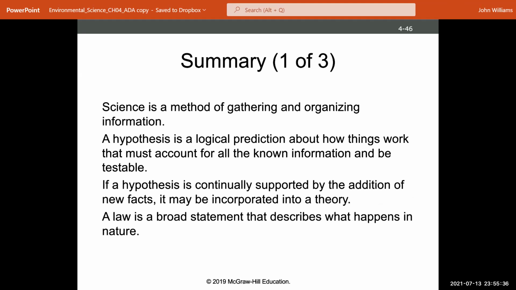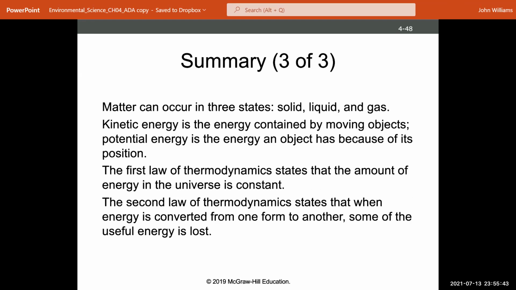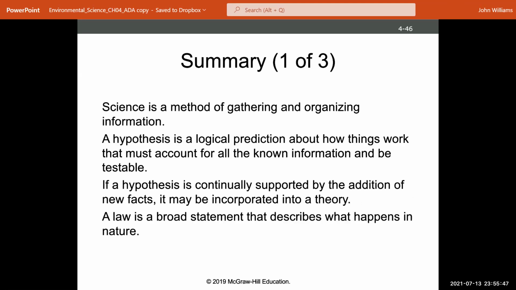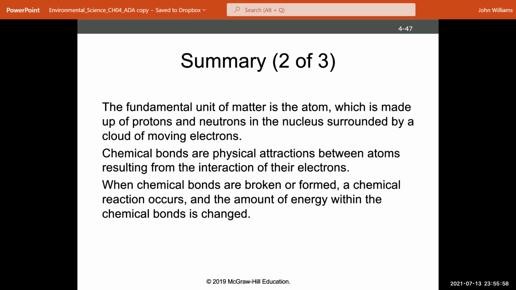Okay. And so that's it for chapter 4. As always, we have a summary here at the end, to let you take a look at some of the big ideas from this chapter. Again, this isn't an end all be all to what you should know from the chapter, just a good starting point for when you study for your quizzes or your exams.